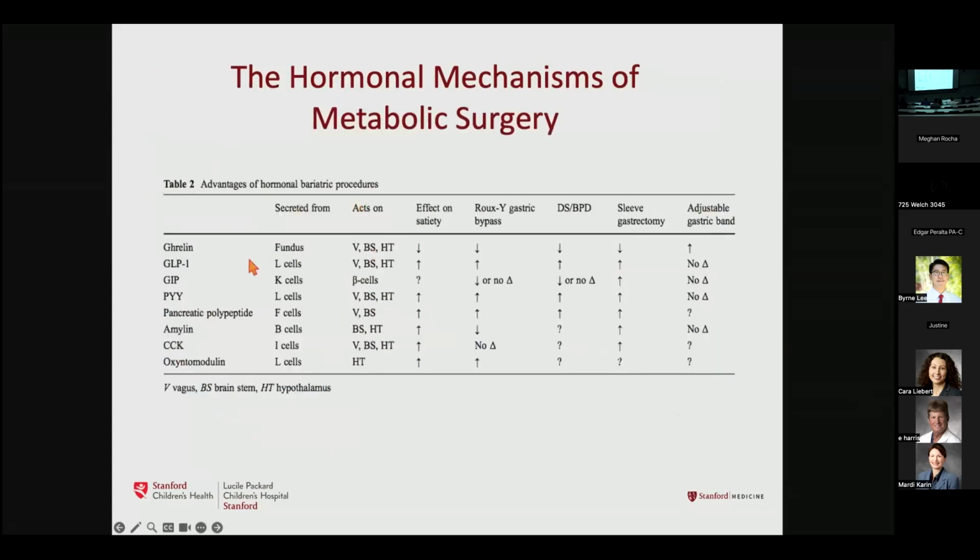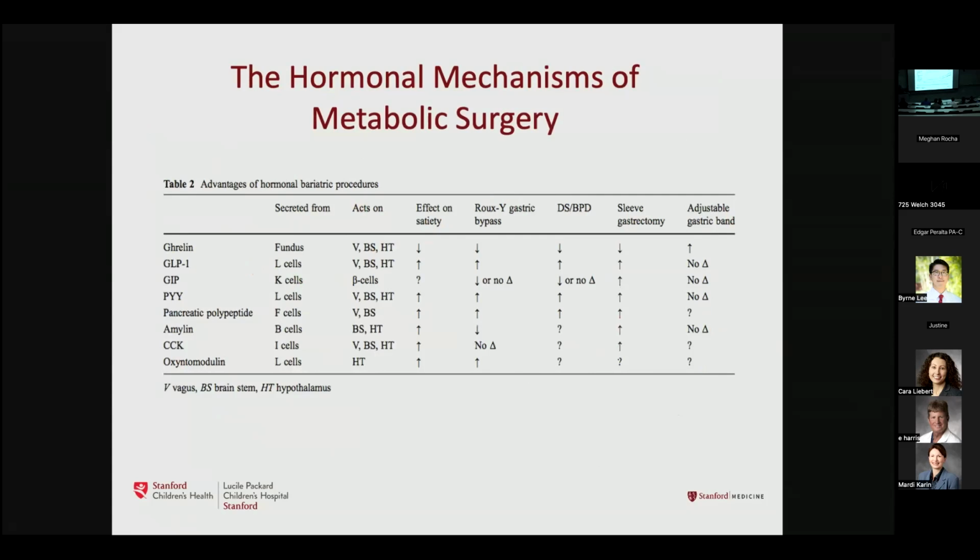These are the hormonal mechanisms, and you can see that the effects of the gastric bypass and the DS and the sleeve are similar, whereas the adjustable gastric band had no redeeming hormonal effects, which is probably why we're not using it much anymore.